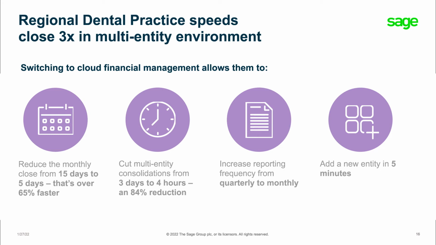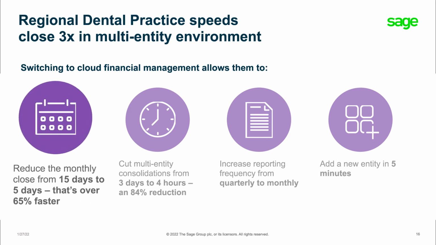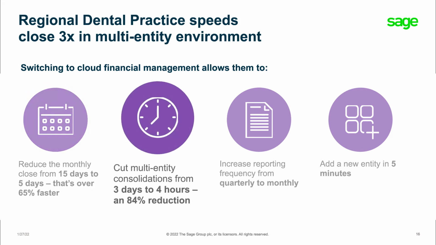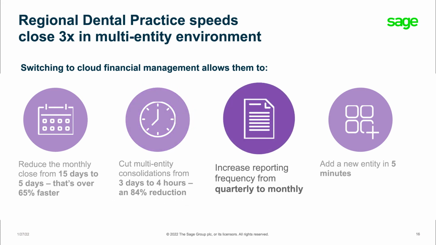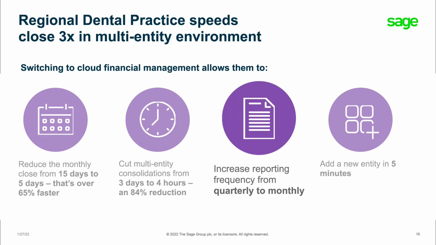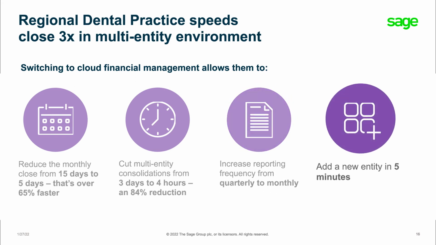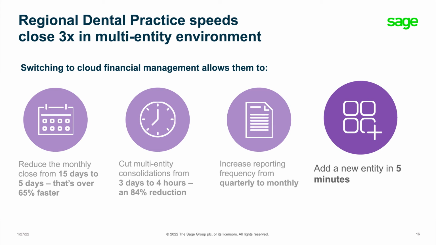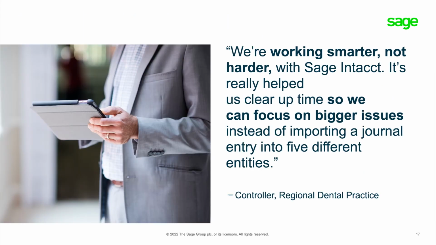Moving to Sage Intacct for their next phase of growth allows them to close 65% faster in 5 days. They cut consolidations about 84%. What took multiple days now takes part of a morning or an afternoon. And they're getting reports faster and more frequently, so operating off fresher information. And lastly, they can get a new entity set up in just 5 minutes. Here's what the controller at the regional dental practice said.